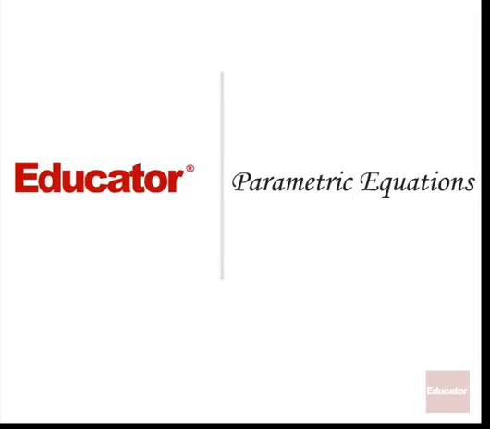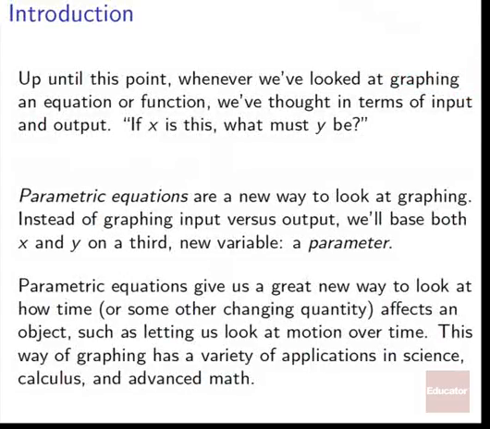Today we're going to talk about parametric equations. Up until this point, whenever we've looked at graphing an equation or a function, we've thought in terms of input and output. If we put in x for this, what will y come out to be? We plug in x at 10, y is going to be some number. We plug in x at 2, y is going to be some number. We always think of x going in, y coming out, and that's how we graph it. We've got the x-axis and the y-axis, so we plug in this x and that goes to a y. We plug in this x, that goes to a y. We plug in this x, it goes to a different y, and that's how we thought of graphing so far.